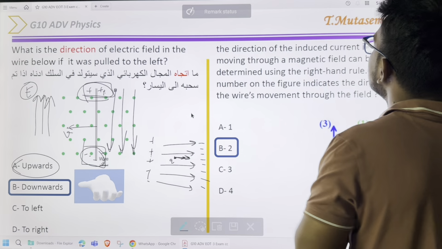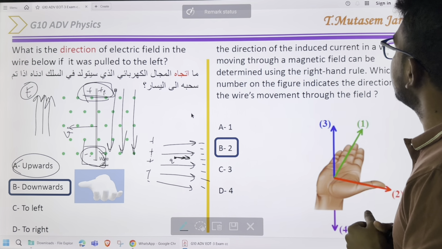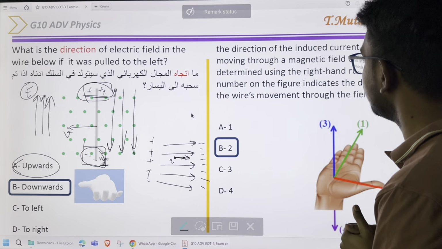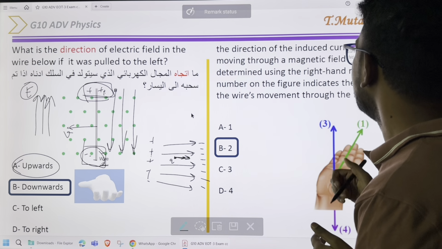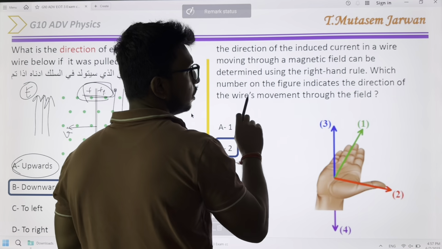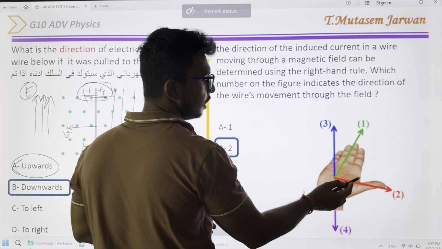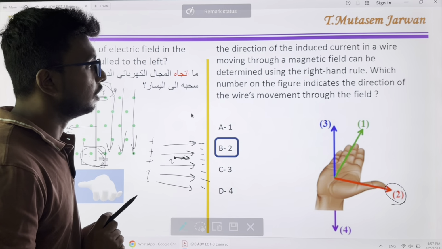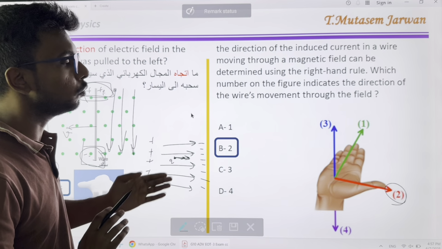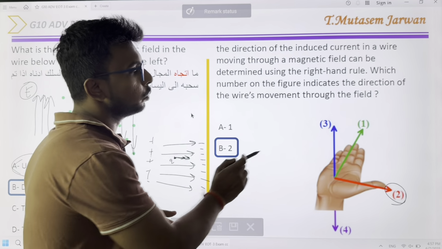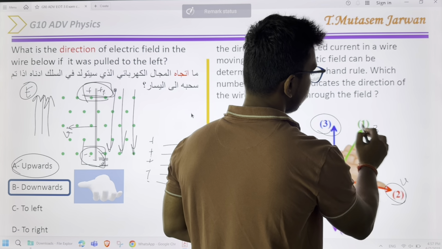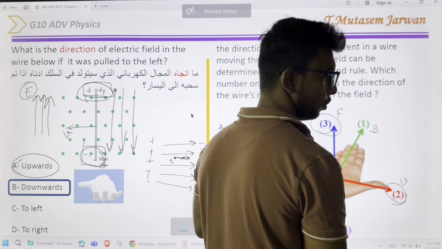Anyway, the direction of the induced current in a wire moving through a magnetic field can be determined using the right hand rule. Which number on the finger indicates the direction of the wire's movement through the field? So this is the rule which is given in your book. In this case, this one represents the velocity, this represents the magnetic field. They are asking the wire's movement, so that is the velocity, and this will represent the force. So I think V, magnetic field, and force.